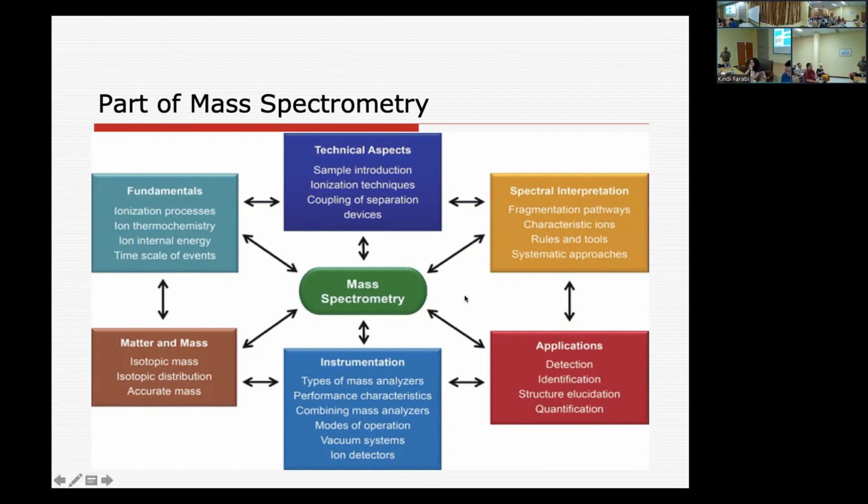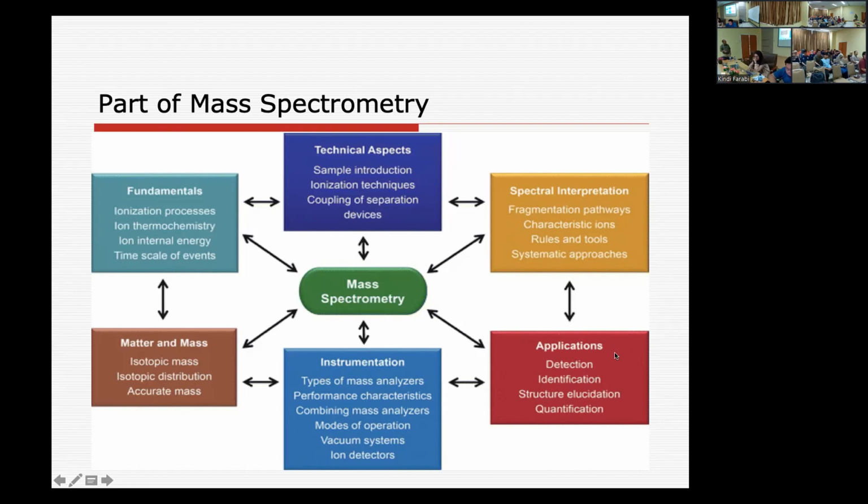Berarti kalau ada senyawa yang mengandung karbonil, ion organiknya ada di mana? Pasti ada di oksigen, itu yang pertama kali ditembak. Kemudian putuslah yang disebut pemutusan alfa atau pemutusan beta dan seterusnya. Kemudian juga ada karakteristik ion, ini juga sudah kita ketahui. Juga ada yang kita sebut rule dan alatnya, dan pendekatan yang sistematik.